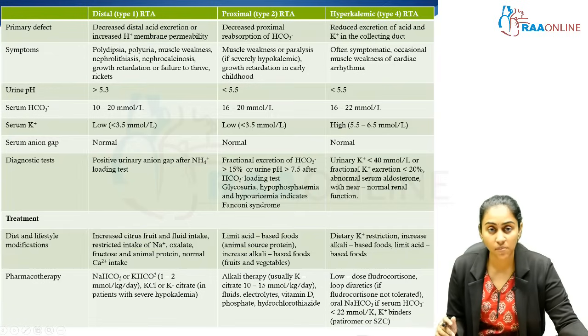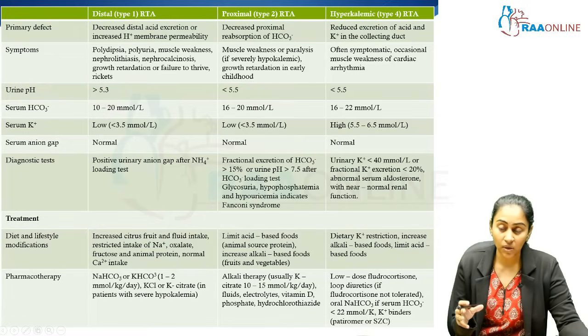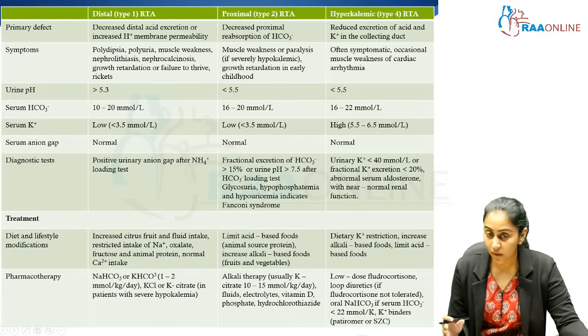And how do you manage these patients? In distal renal tubular acidosis, you will have to advise them to increase the intake of alkalis, increase citrus fruits, restrict sodium intake, and maintain normal calcium intake. And then you can put them on alkalinizing agents like sodium bicarbonate or potassium bicarbonate.